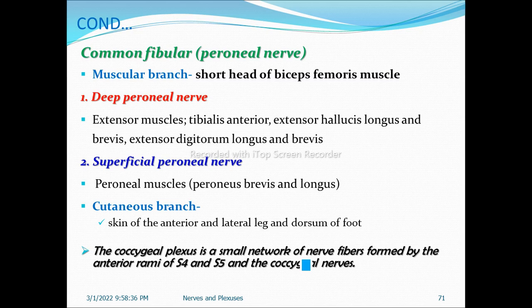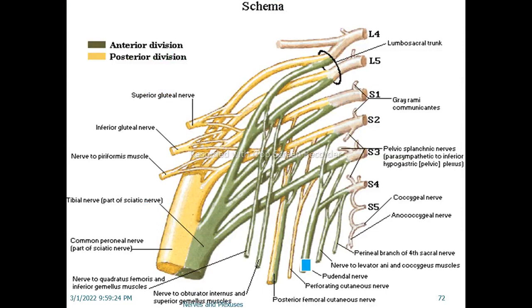By the way, we do have four main types of plexus. One is the cervical plexus, the other is the brachial plexus, the third is the lumbar plexus, the fourth is the sacral plexus, but the last, not common, plexus is the coccygeal plexus. It's a small network of nerve fibers formed by the anterior rami of S4 and S5 and the coccygeal nerves. So this is the coccygeal plexus. Finally, this is a picture of the sacral plexus.